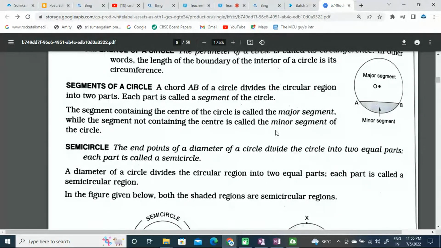So, a chord divides the circular region of the circle in two parts, and each of those parts is a segment of a circle. The bigger segment containing the major part of the circle is the major segment, while the segment which is not containing the center is the minor segment.